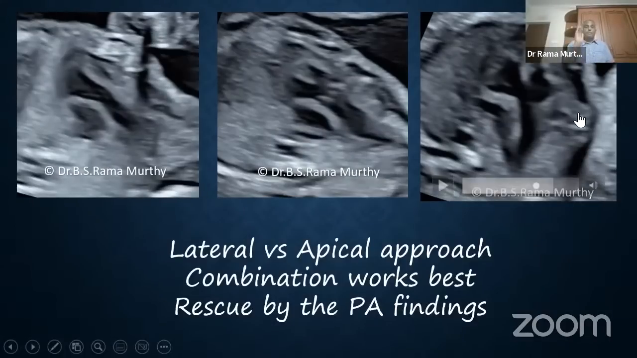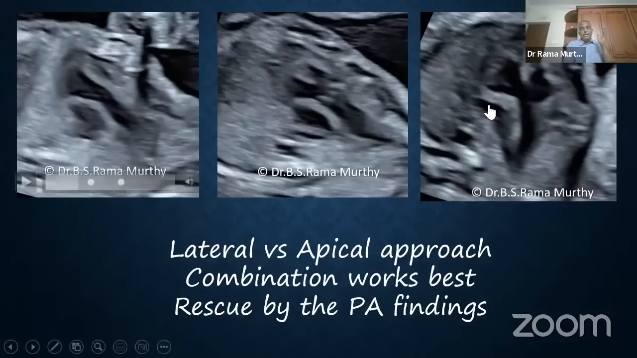Now I'm going to drop the bombshell. I have got all these three clips from the same fetus. So it is very, very important to do multiple angles. You have to take a lateral, you have to take an apical approach, and at some point of time you will find overriding if it is there.